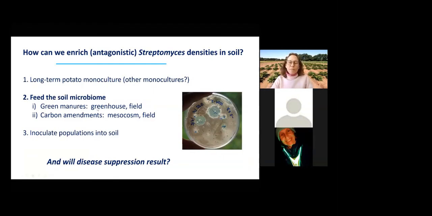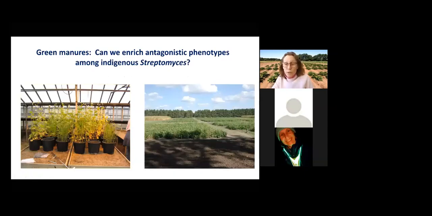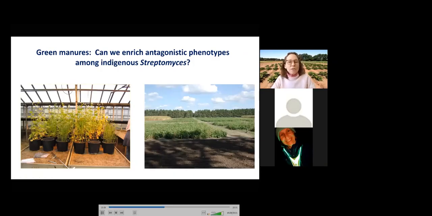And I want to go through some data where we've used both green manures and direct adding of carbon to soil to feed soil microbiomes. And finally, if time permits, we'll touch on inoculation as a way to enrich antagonistic streptomyces. But the heart of what I want to look at here is feeding soil microbiomes. So the first approach we've used is green manures. Now, of course, many potato growers in the Pacific Northwest in particular have used green manures actively. Green manures confer lots of benefits.